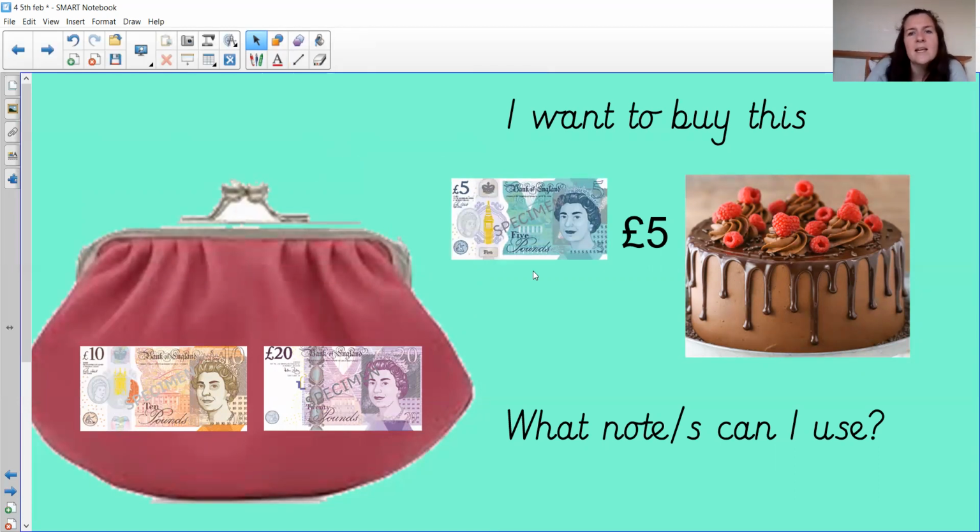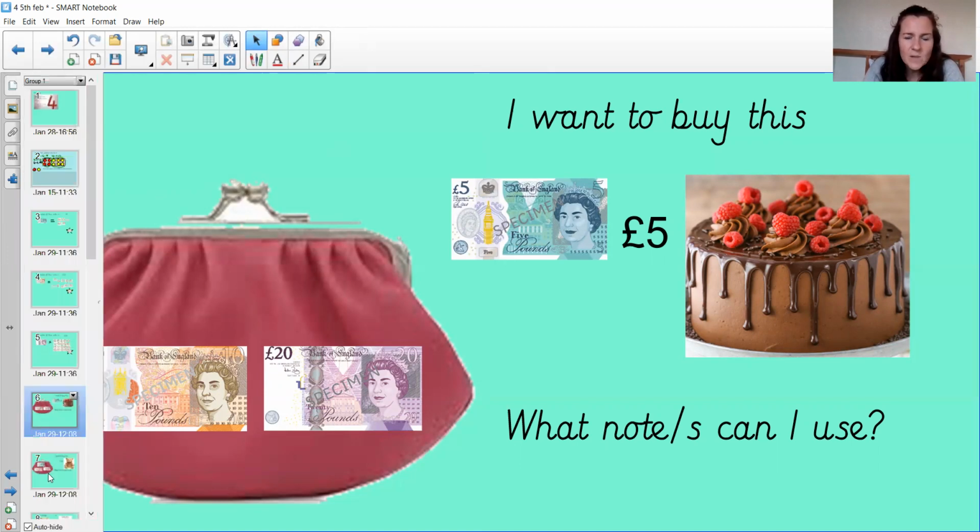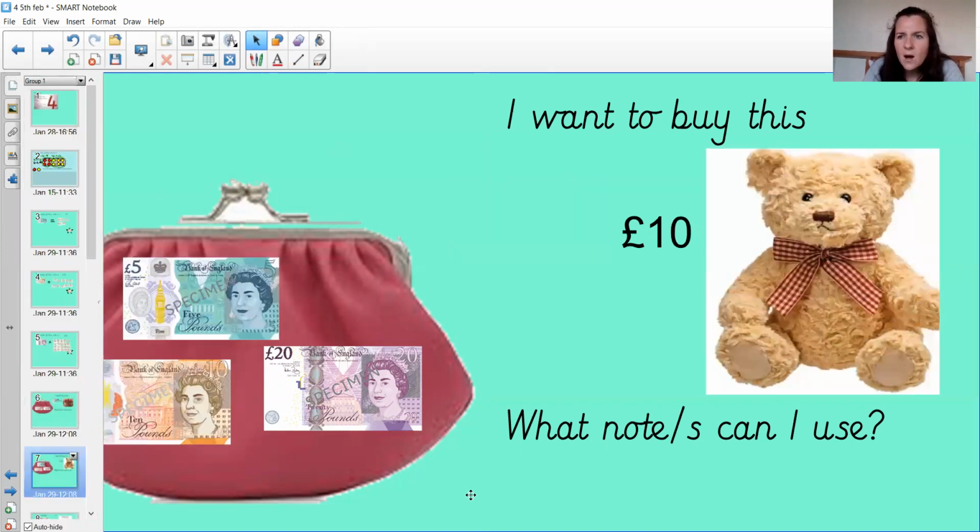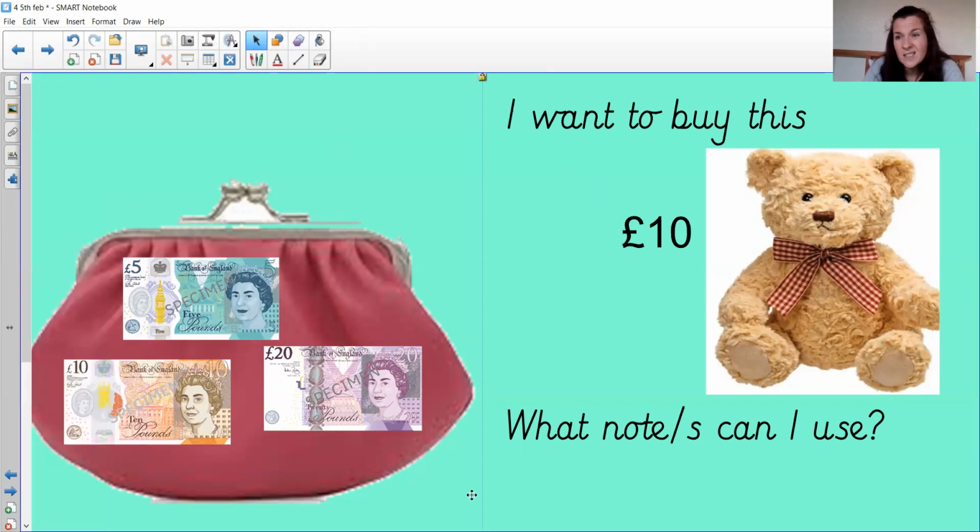Okay, well done if you worked out that the £5 note was the one that you needed. Okay, what else do I want to buy? Oh, I'm going into another shop now, a toy shop. This shop is exactly the same. There's no change in their till, so you can only pay with the exact amount. So I want to buy this teddy bear, and this teddy bear is £10.